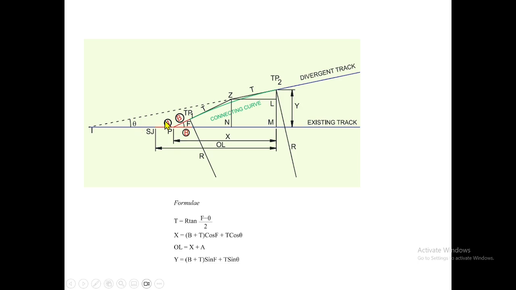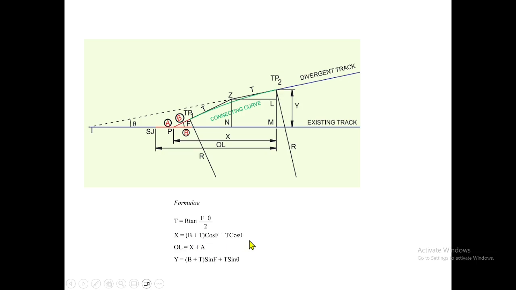So that means this plus this equals F. This angle will be equal to this minus this. So F minus theta will be your deflection angle. Fitting here, we can find out the tangent. So T equals R tan of (F minus theta) divided by 2.